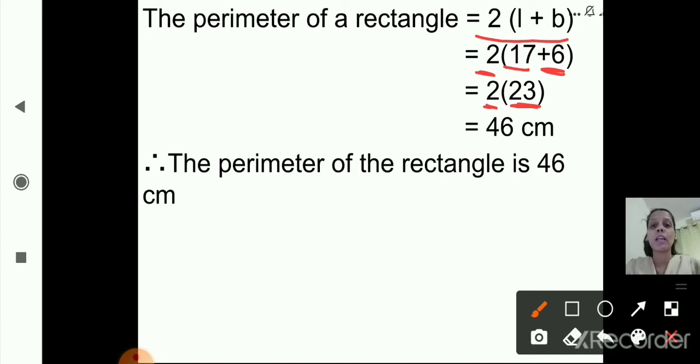What is the formula to find out the perimeter of a rectangle? 2 outside the bracket, inside the bracket L plus B, length plus breadth. So 2 multiplied by, in bracket, length plus breadth.